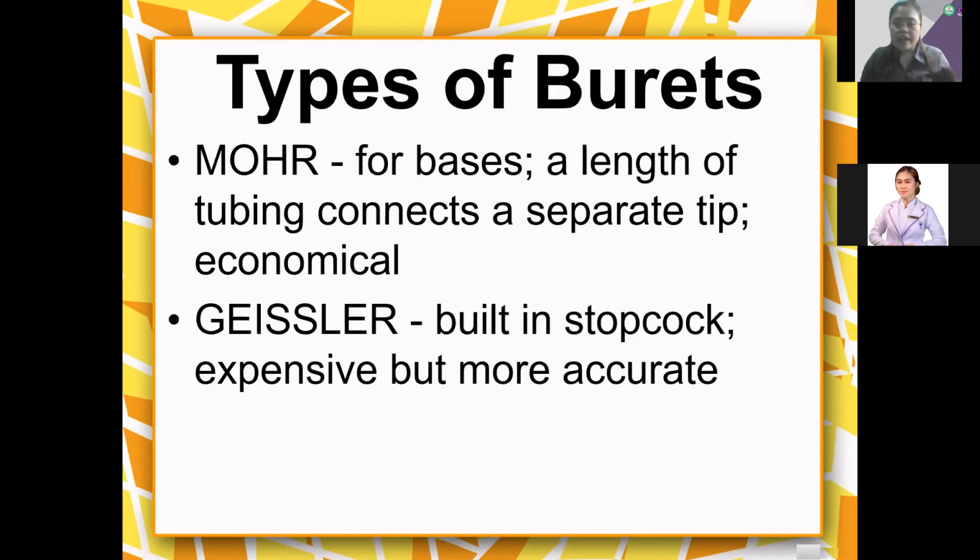Okay, now we have types of burette. We have the Mohr and the Geisler. The Mohr is used for bases, and this one is cheap. This one is economical, pero wala siyang stopcock sa bottom. Instead, may tubing lang siya na connected doon sa separate tip niya. Yung merong stopcock class, which is more accurate but more expensive, is called the Geisler burette.